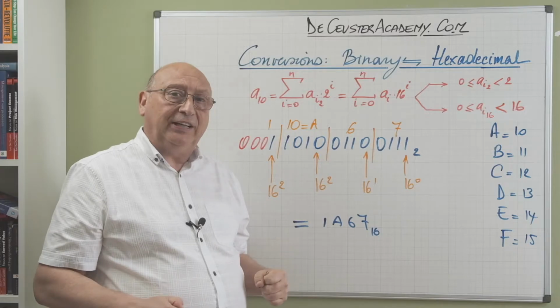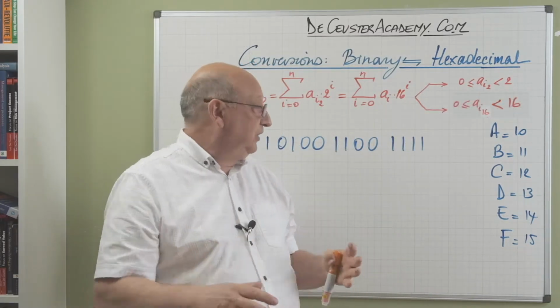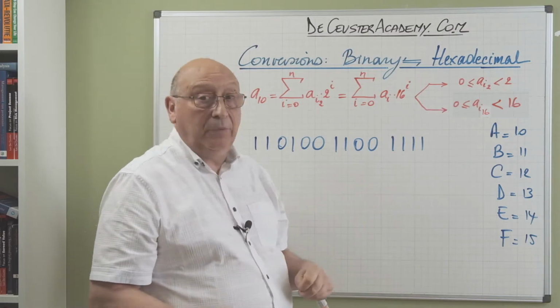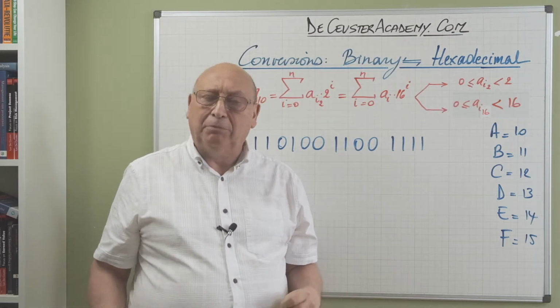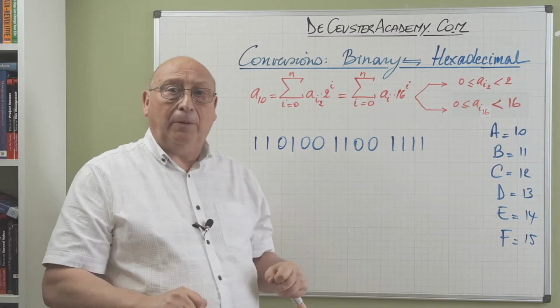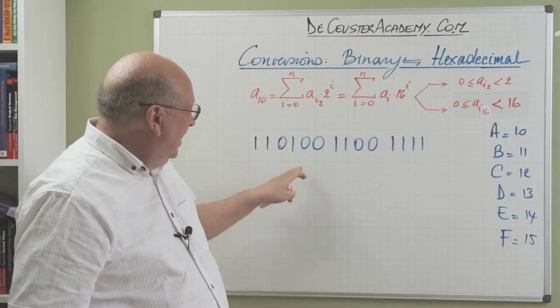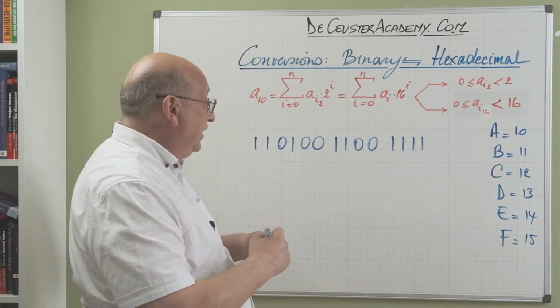But let's do another exercise. Let's have another look at another example of a transformation of a binary number into a hexadecimal number. Do you see what is missing? Have a look. I forgot something. Can you identify it? Well, it's quite simple. I didn't put the 2 here.